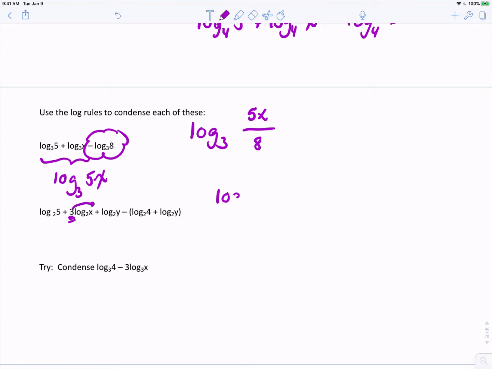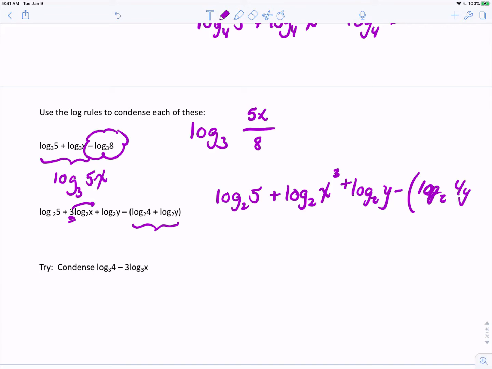So log to the base 2 of 5 plus log to the base 2 of x to the third, using the power rule, plus log to the base 2 of y minus, and then in parentheses we have these two. Let's go ahead and take a look at the parentheses. So in the parentheses, again, adding the logs is the same as multiplying. So I'm going to change that to log to the base 2 of 4y.